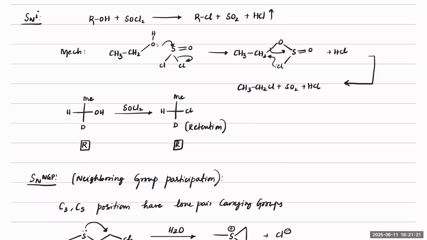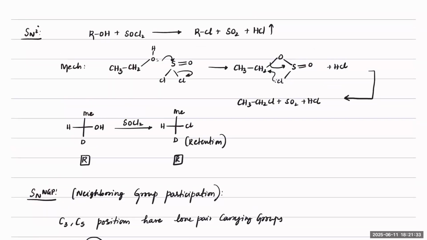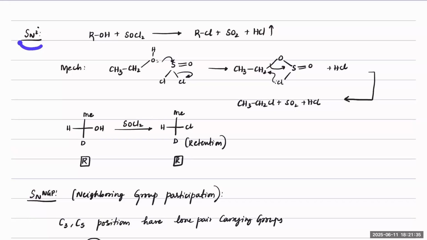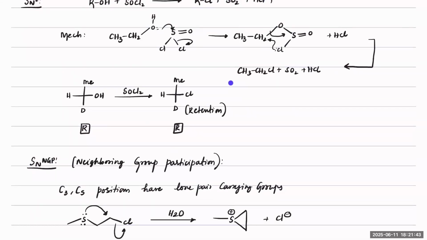Okay. If it attacks from the same end, so basically from where you have removed oxygen, you are attacking from the same end. It is like SN2 but attacking from the same side. That's why it is called SNi. I means internal. So it is attacking internally from here to here, removing from the same side. So you will get this as the product.